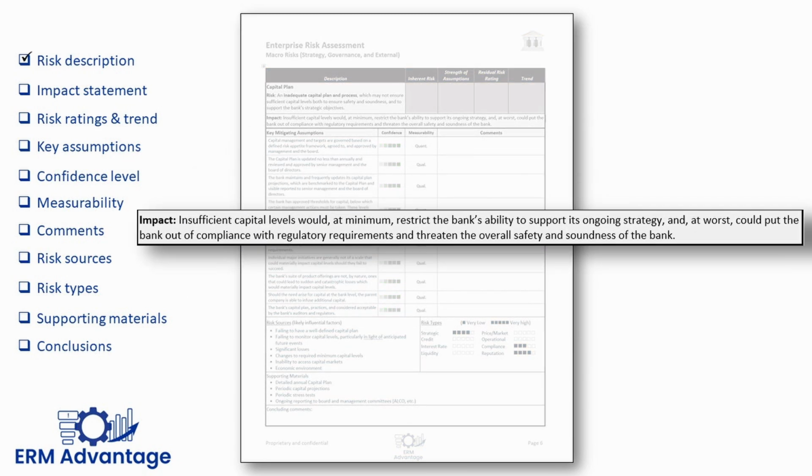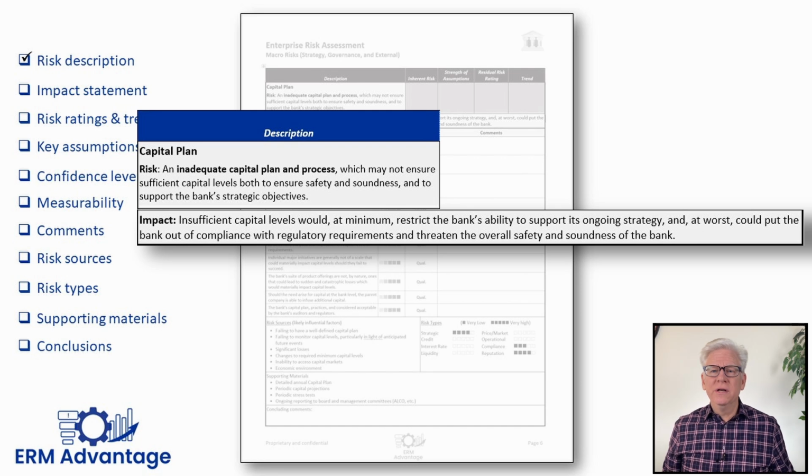This is then followed by an impact statement where we can describe the potential impact to the institution based on the design failure. In this case, inadequate capital levels would, at minimum, restrict the bank's ability to support its ongoing strategy and, at worst, could put the bank out of compliance with regulatory requirements and threaten the overall safety and soundness of the bank. Collectively, the risk description and impact statement give us the basis for our inherent risk perspective. Again, similar to operational risks, it's what could go wrong and what would it mean.